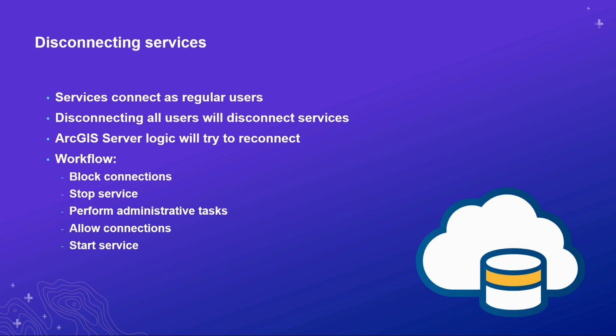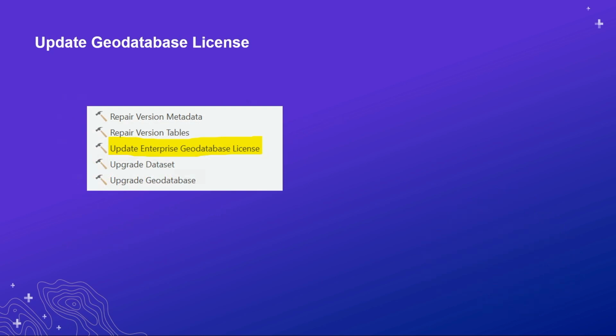Ideally, the steps are: you block connections, stop the service, perform your admin tasks, allow connections, and then start your service. If you do not stop your service or block connections, you may see strange behavior, such as partial drawing, errors logged in the server, or failed queries. These are just some symptoms people may report. While we are talking about connections, I would like to also bring to your attention the Update Enterprise Geodatabase License GP tool.